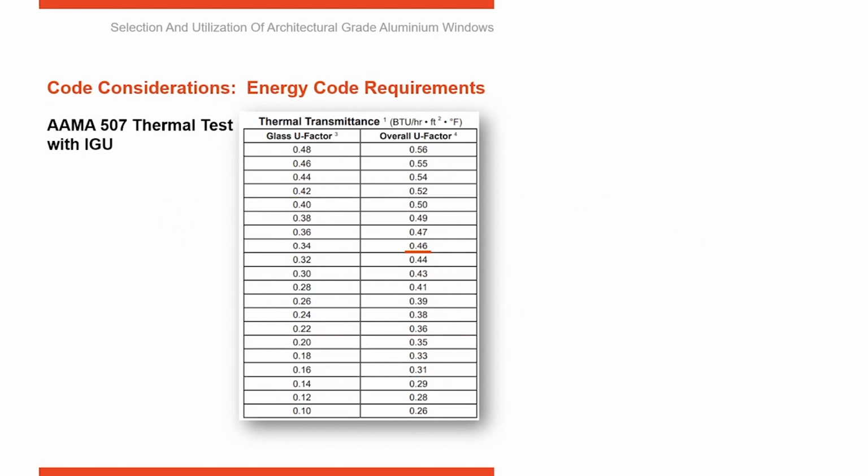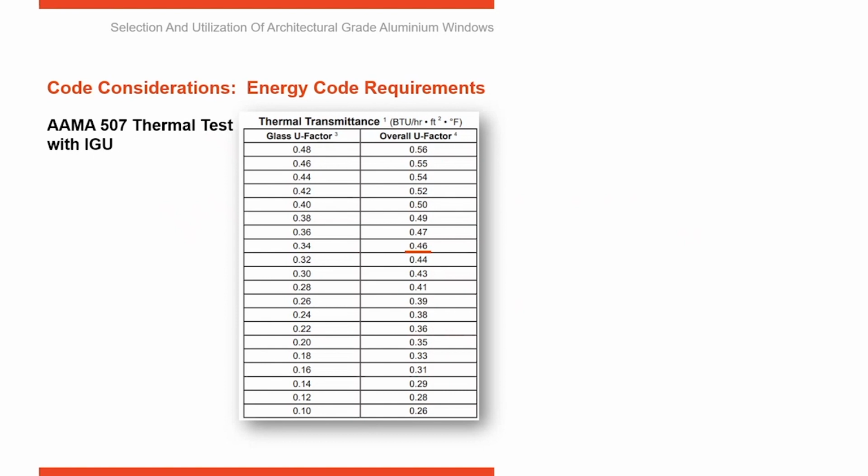Now you can have 0.44 or 0.43, that's fine, but you can't have 0.47. So the maximum U factor, with U factors, the lower the number, the better. These codes are saying the U factor could be no higher than 0.46. So that's your starting point.